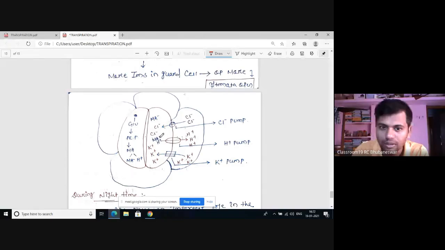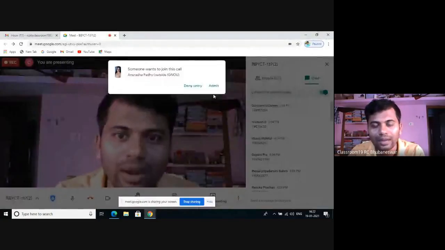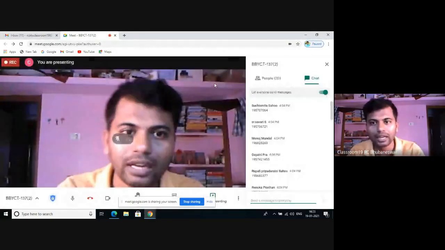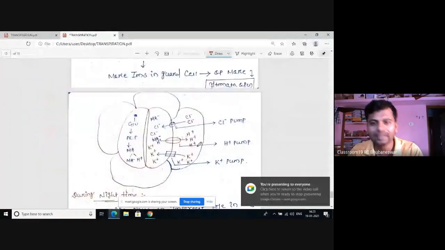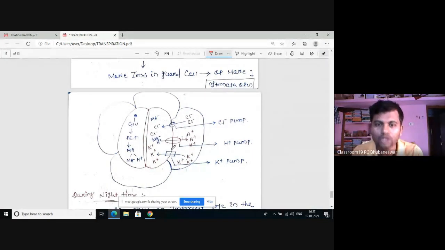Then to maintain the charge balance of the guard cell, K plus from the subsidiary cell now enters into the guard cell through the K plus pump. Then what amount of K plus enters? The amount that is sufficient to balance the charge of the malate minus. The K plus that enters is in much greater amount as compared to the K plus required to balance the charge of the malate minus.